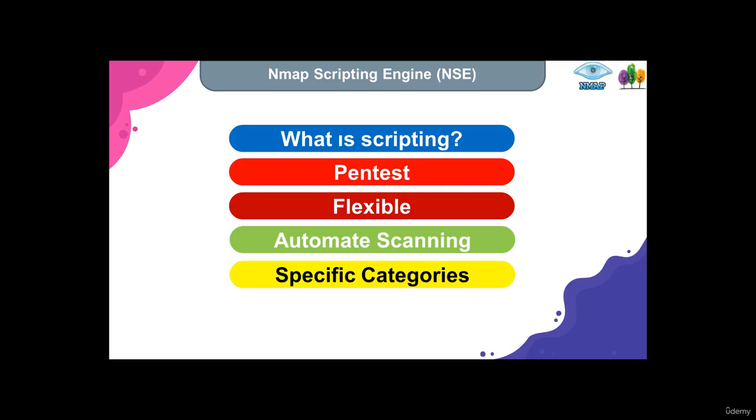NSE consists of scripts in the following defined categories: auth, broadcast, brute, default, discovery, DOS, exploit, external, fuzzer, intrusive, malware, safe, version, and vuln. The category names are not case sensitive. And let me just briefly describe each category.